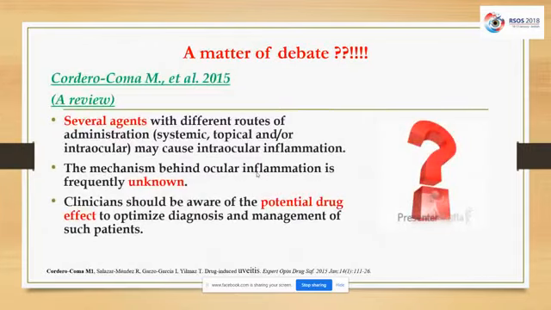Another review in 2015 showed that there are several agents with different routes of administration, systemic, topical, and intraocular, that may cause intraocular inflammation. The mechanism behind ocular inflammation is frequently unknown, and clinicians should be aware of the potential drug effect to optimize diagnosis and management of any patients with suspected drug-induced uveitis.